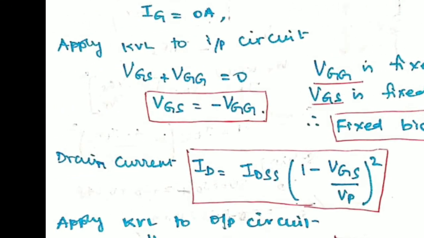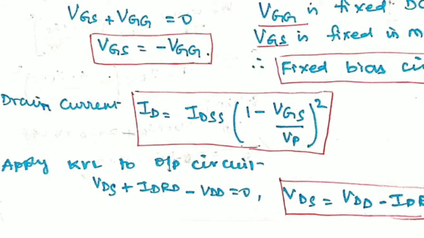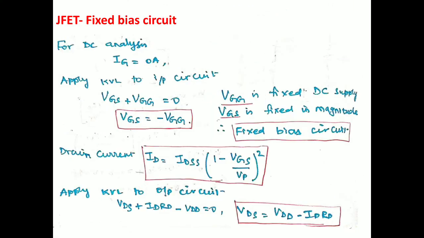For the drain current, because your Q point depends upon your ID and the VDS, find the ID according to the Shockley equation: IDSS into 1 minus VGS by VP the whole square. What about your VDS? Apply KVL to the output circuit: drain source voltage plus IDRD minus VDD equal to 0. From this, VDS equal to VDD minus IDRD.